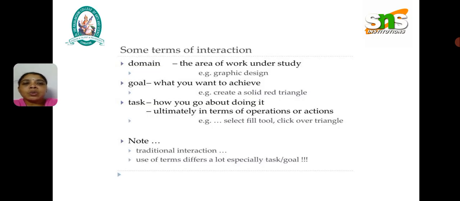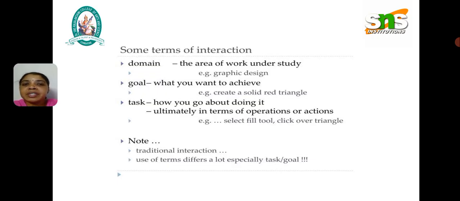Goal is what you want to achieve. We have to create some diagram, pictures or images. So here we have to create a solid red triangle. Task: how you go about doing that. What are the different operations we have to perform for designing the red triangle in the graphical design medium.